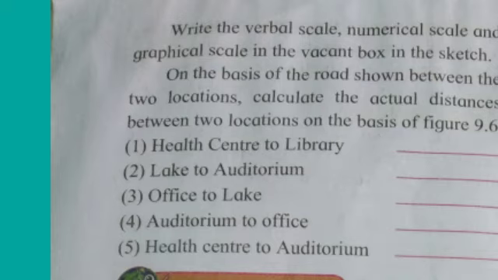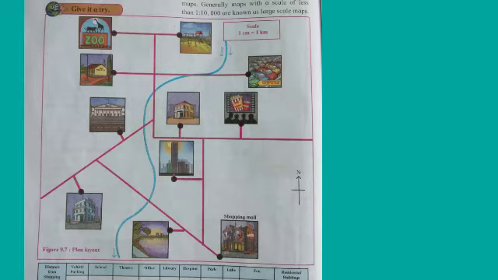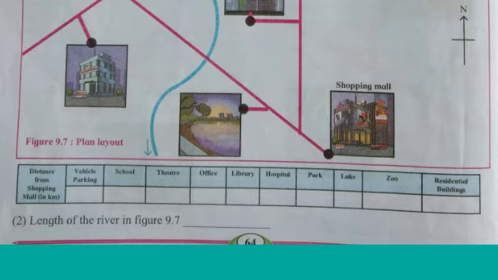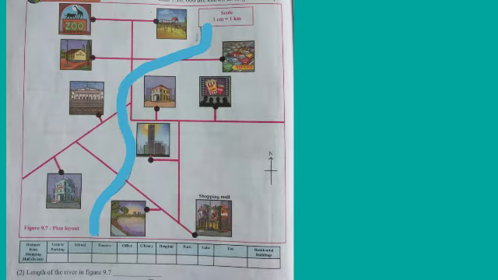Dear students, solve the questions on page number 64 based on the figure 9.6. Solve these questions with the help of the scale which I have given you. Our next activity is give it a try. To solve this activity, use a scale to measure the distance in centimeter between two locations on the map and write the actual distance of those two locations on the ground. Calculate the distance of various locations from the shopping mall and write in the table given below. Also write the length of the river in figure 9.7.